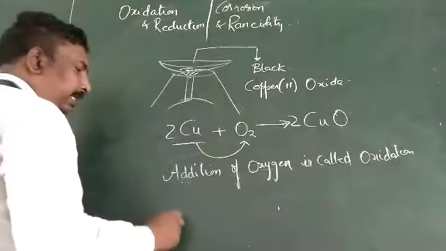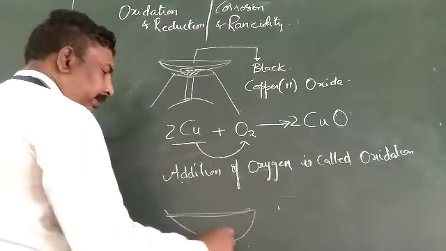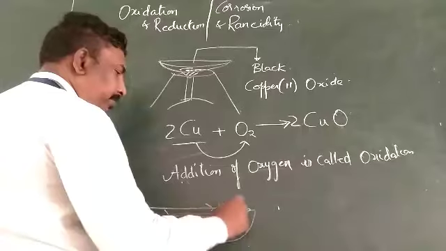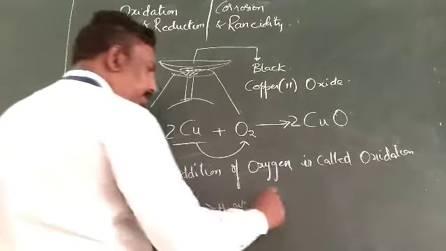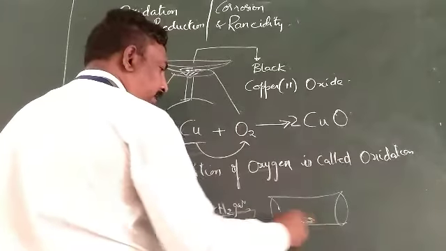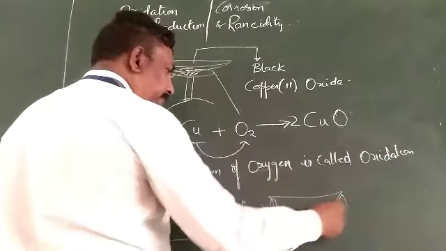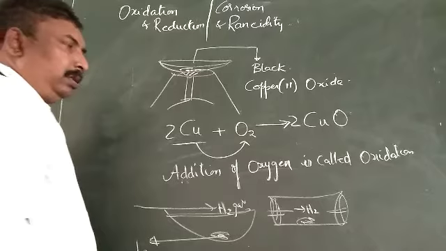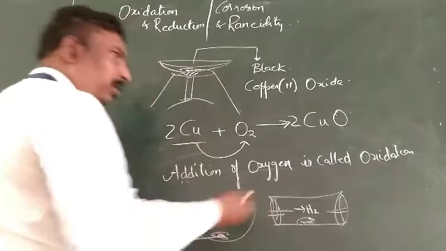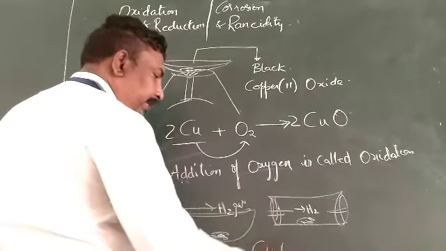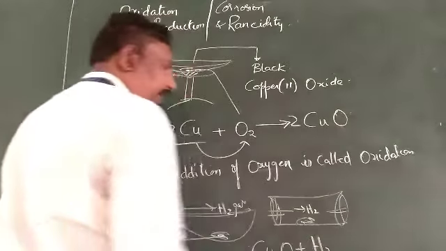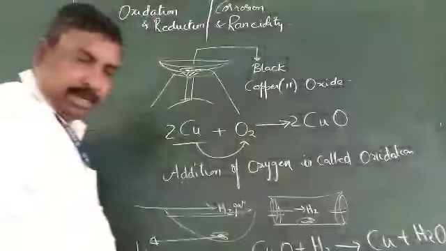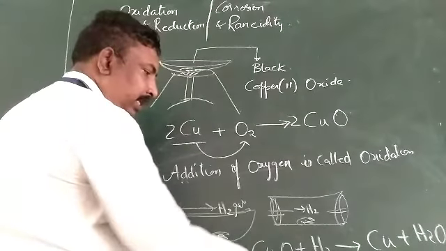Now you do the same thing with that black color powder, copper oxide. You just pass some hydrogen gas by doing some arrangement, such as in a test tube, you take this copper oxide and arrange the setup and pass the hydrogen gas. While passing through this copper oxide, the reaction will take place. This copper oxide will react with hydrogen and we will get copper.